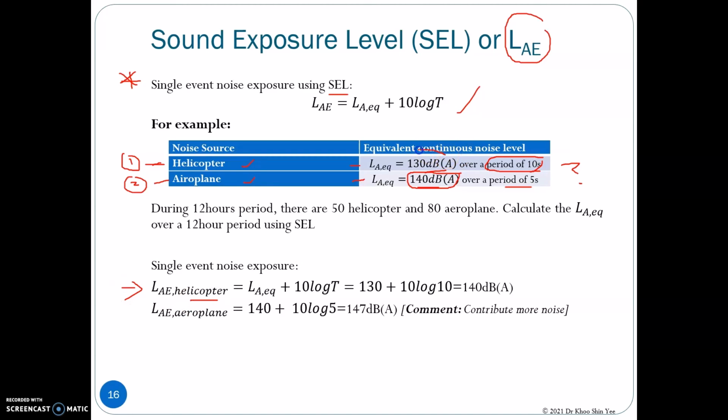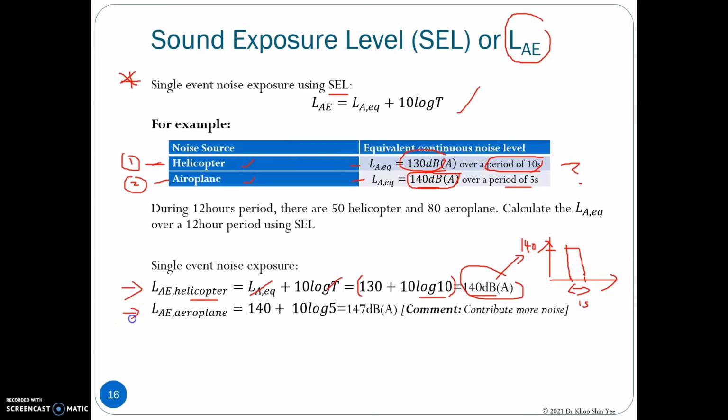Let's compute the LAE for the helicopter. So we substitute 130 inside the LAEQ and the period equal to 10 seconds. We substitute inside here to become this. After you compute this, then you should obtain the final result to be 140 dBA. And you should know this value represents the sound energy per second. So let's say the time interval here is equal to 1 second. For the helicopter is equal to 140 dBA.